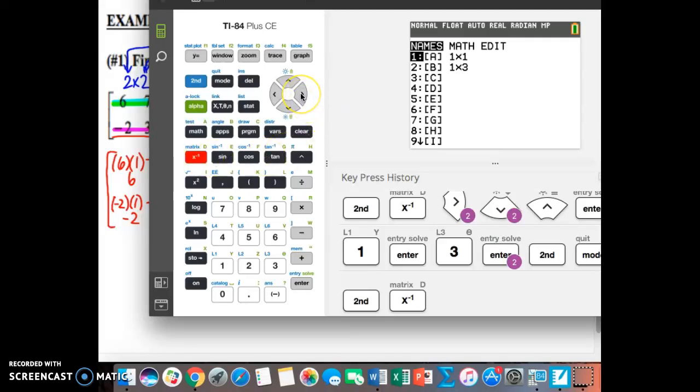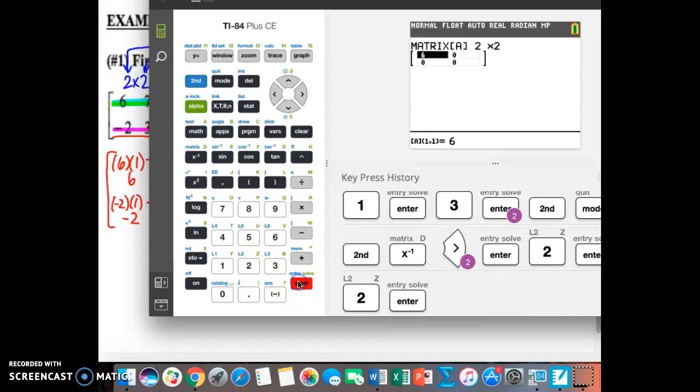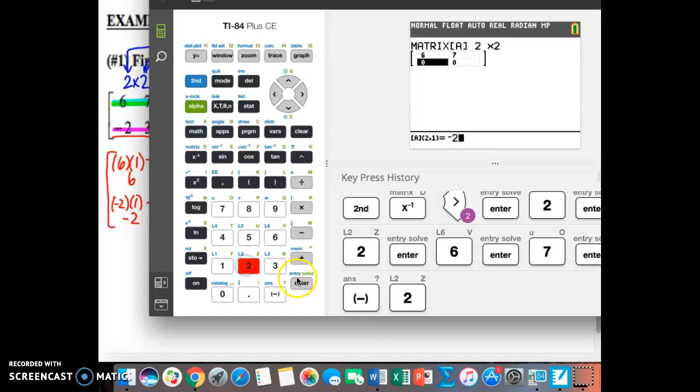Since I want to type in my matrix for A, I'm going to go over and click edit, click enter, and since A is a 2 by 2 matrix, I'll say 2, enter, 2, so now I'll be able to type in my matrix. Anytime you type in your matrix, it goes straight across. So it goes by rows and then it jumps down to the second row and across. So it'll be a 6, enter, 7, enter, negative 2, enter, and then 3, enter. So now I have my matrix for A.